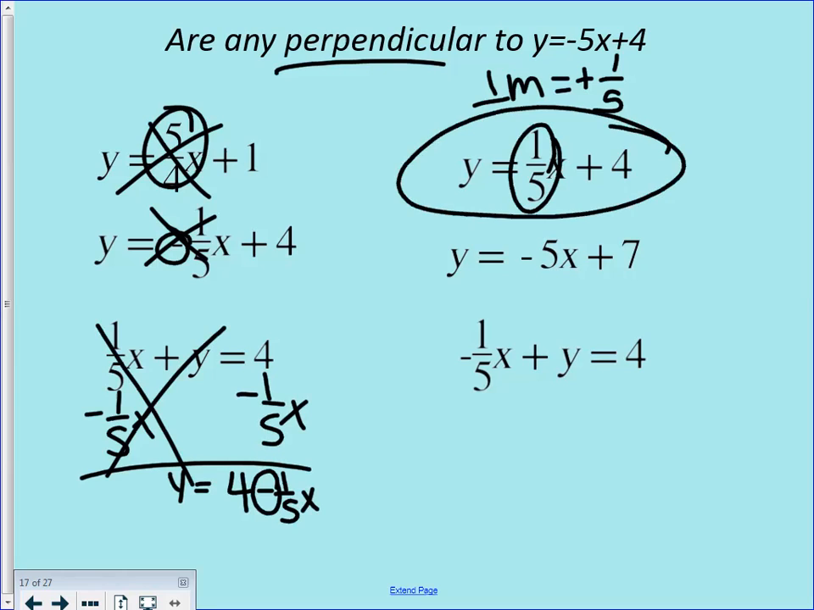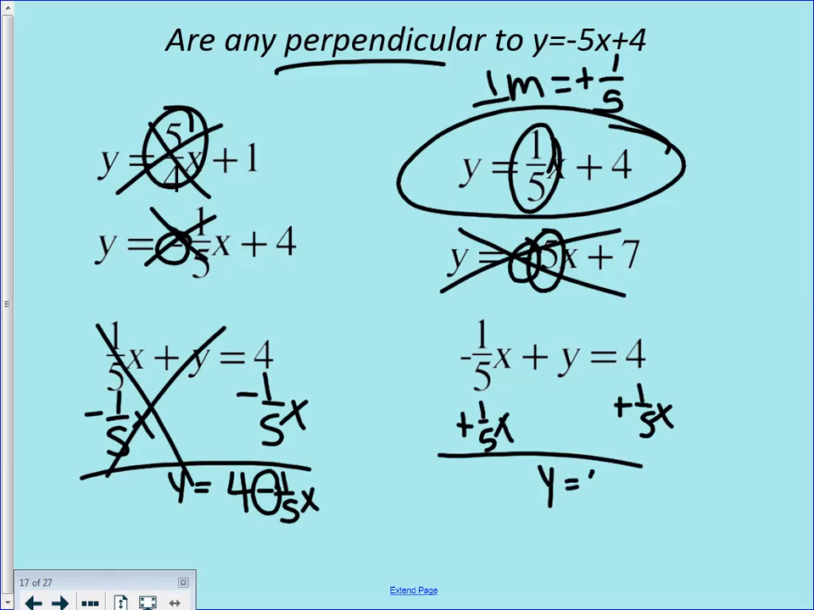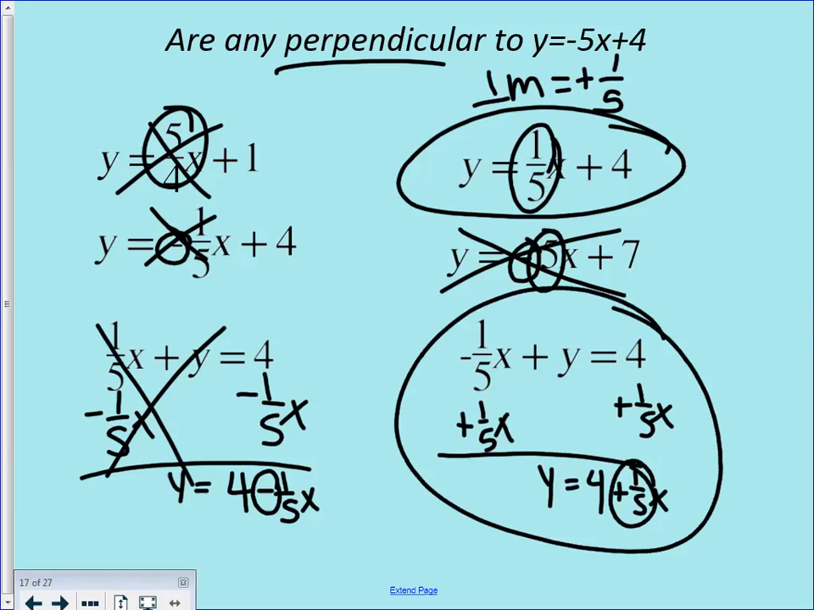The next one, they did not flip the sign, they did not flip the fraction, so neither are right. This one down here is in standard form as well, so let's add 1/5 x to both sides. We get y equals 4 plus 1/5 x. Positive 1/5 means, yes, this would be another example that is perpendicular. I would suggest writing both of those down as examples of being perpendicular to your original equation.